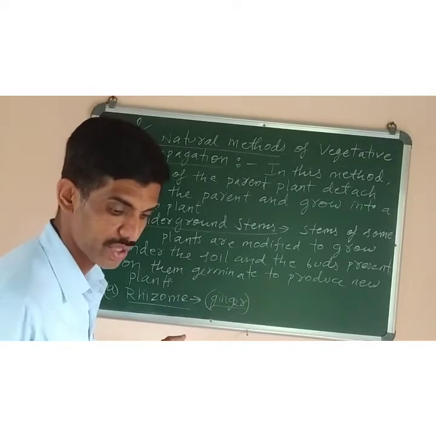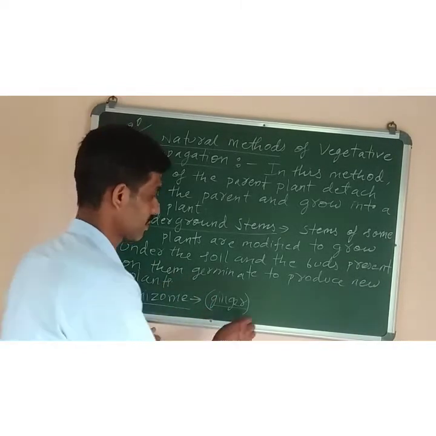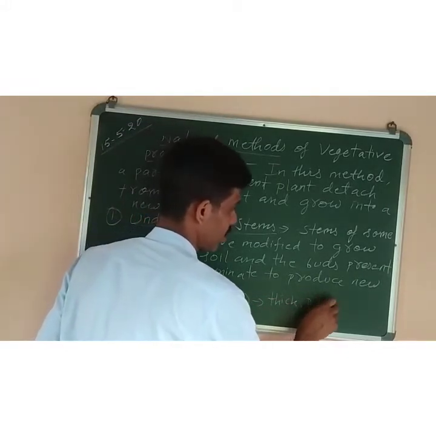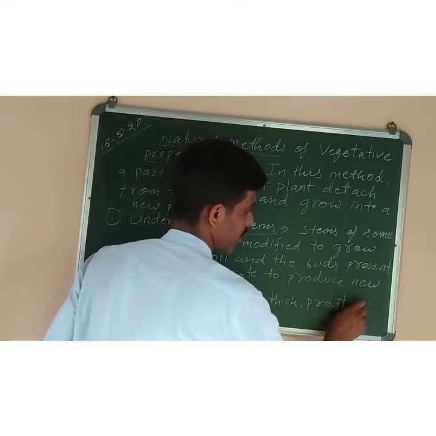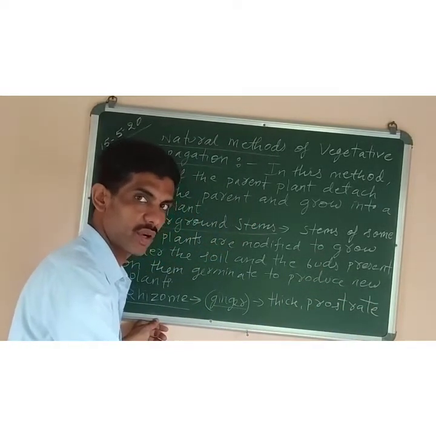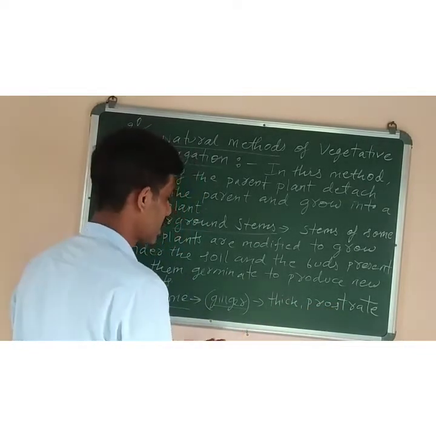So rhizome definition is thick, prostrate. Prostrate means lying flat to the ground. Thick, prostrate, I am writing this word. Prostrate means growing flat to the ground, below the soil. So it is thick, it is prostrate, underground stem.